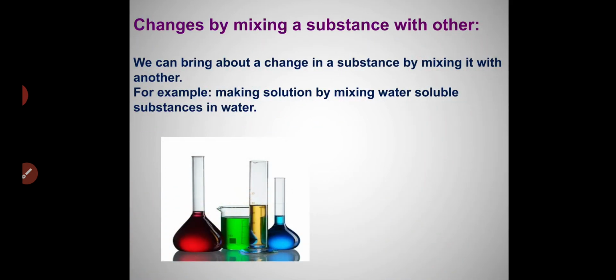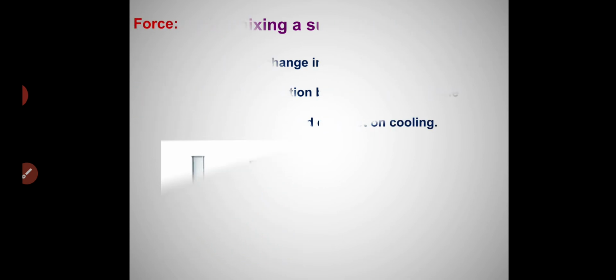Now, changes by mixing a substance with others. One example I may give from daily life: milk is mixed with tea powder and sugar and converted into tea. This is also a type of chemical change, right? We can bring about a change in a substance by mixing it with another. For example, making a solution by mixing a water-soluble substance in water. Suppose orange juice is mixed with water, milk is mixed with water, color is mixed with water, so we can't separate it, right? Now, metals expand on heating and contract on cooling.